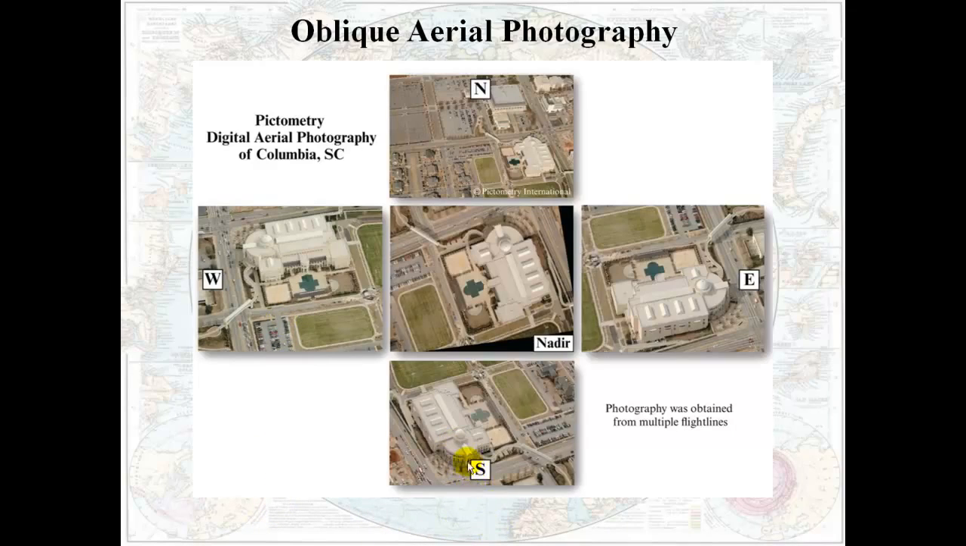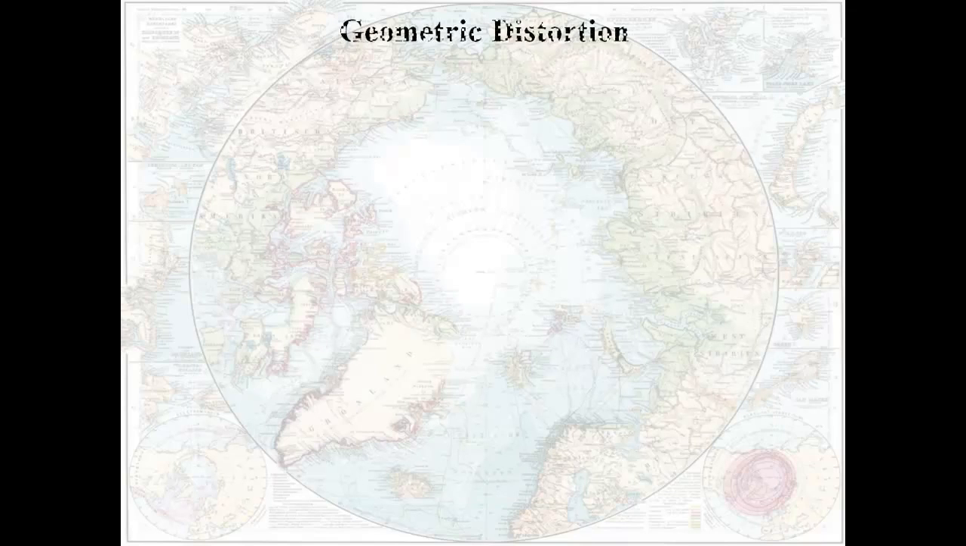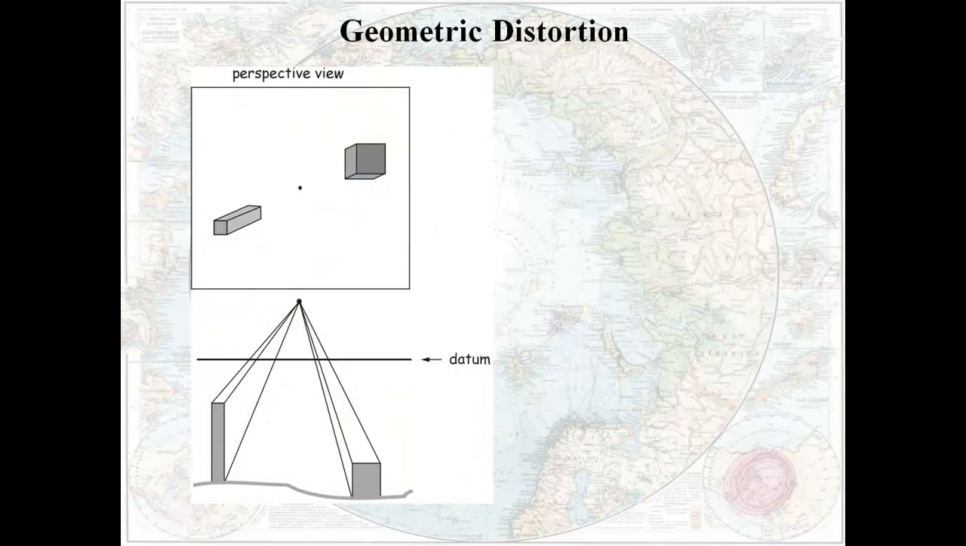And so you'll end up seeing the sides of things that, when taking the picture from directly above, you wouldn't see. Depending upon the angle that you're taking the image from, you're going to get a different photograph. You're going to get an oblique photograph. So this involves geometric distortion, and this is a perspective view.